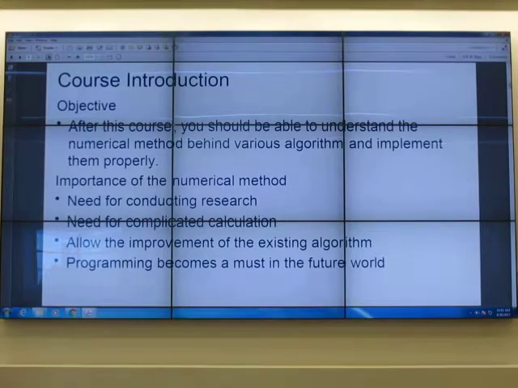Why do we need numerical method? Why should it matter for us as a petroleum engineer or engineer in general? It is important because we need it when we go to graduate school, when we want to conduct research. It helps us think about the problem in a more logical way. And if you know the algorithm, then you can modify the existing algorithm for numerical method. Another thing this course will help you with is programming. If you graduate without knowing programming, maybe you can still graduate, but I think it is a must for the future. In the future world, everyone expects that, hey, you get an MS, so you can do programming.